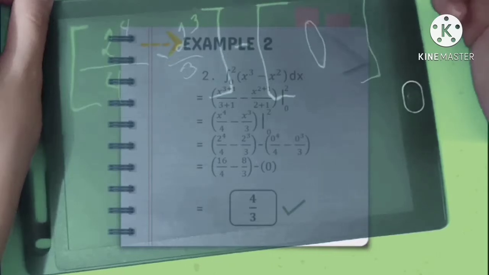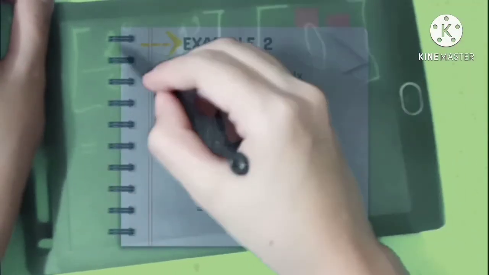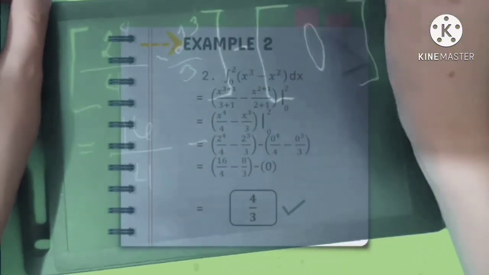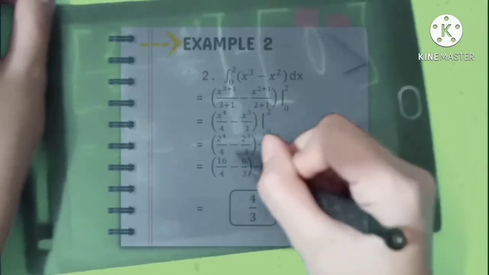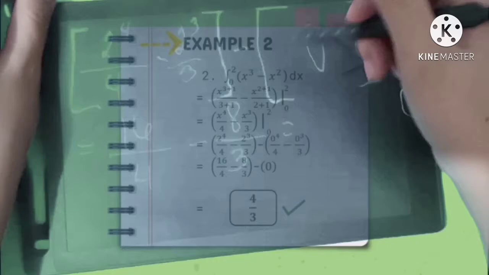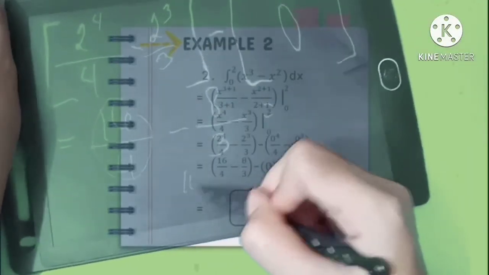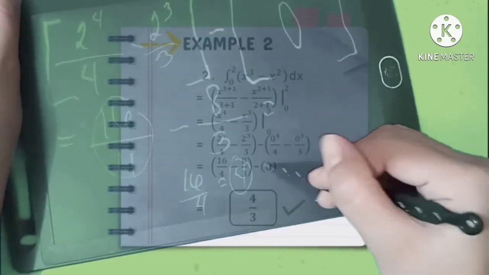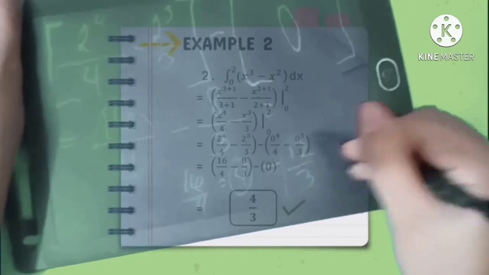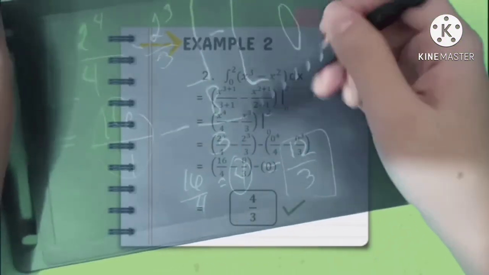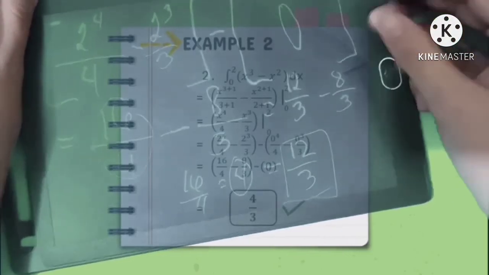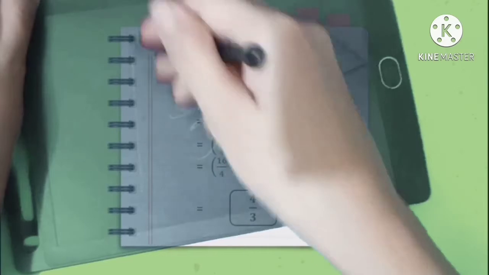Okay? So, ano ang sagot dyan? 2 raised to the 4th power, 16 over 4 minus 2 raised to the 3rd power, 8 over 3. So, ayun, anong sagot dito? Since alam natin na 16 over 4 is equal to 4, 4 is also equal to 12 over 3. Ito yung gagamitin natin pag pinag-minus natin silang dalawa, kasi para parehas silang denominator. So, 12 over 3 minus 8 over 3 is equal to what? 4 over 3. And that is our answer.